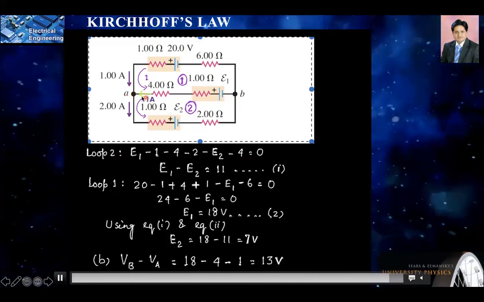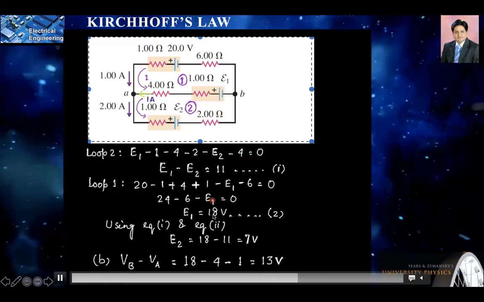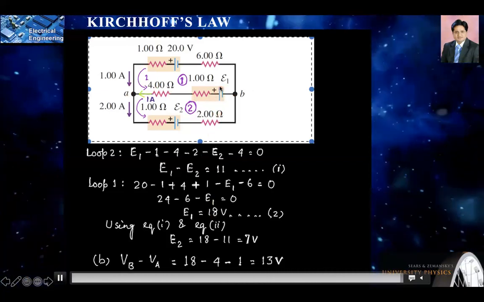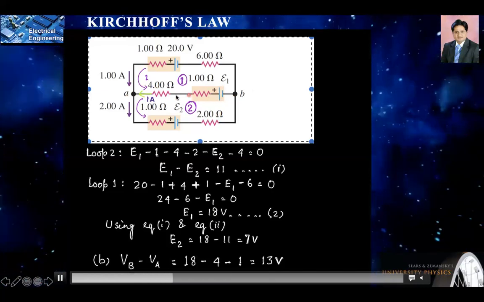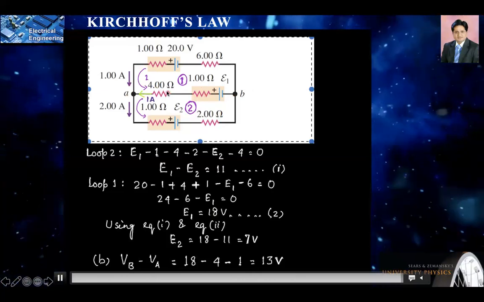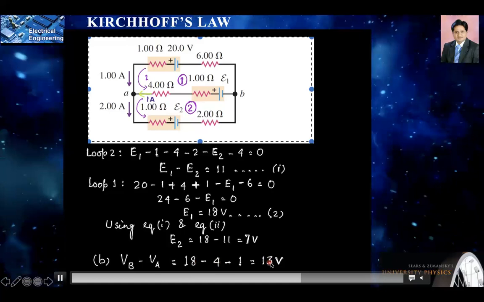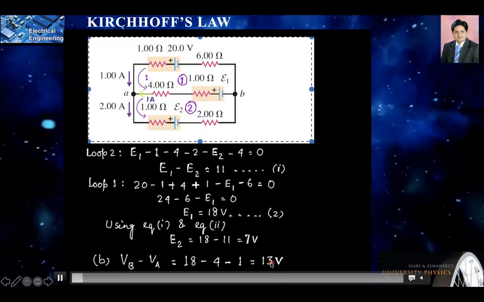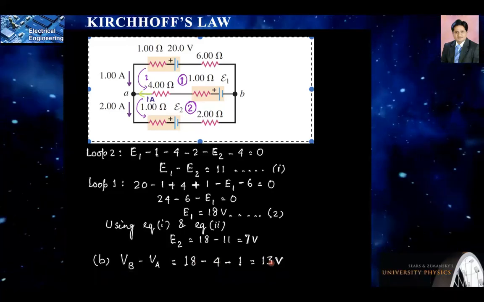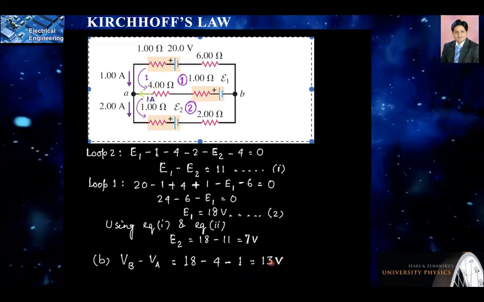So if you look here, this E1 is 18. So 18 is the voltage, and these are the voltage drops. So 18 minus 1 times 1, 4 times 1. So that gives you 18 minus 4 minus 1, and that's 13 volts. So double check your work, reflect on your understanding, and make necessary corrections.